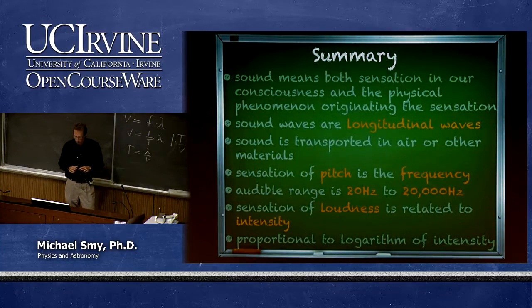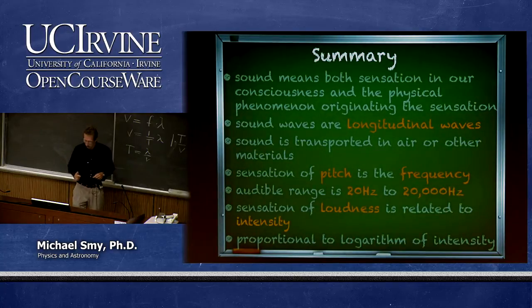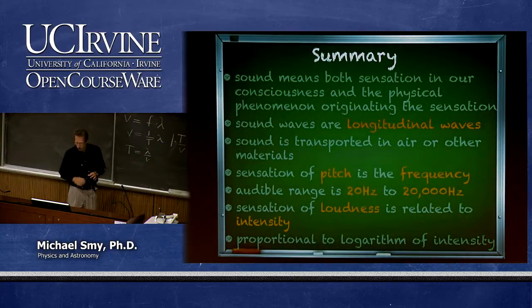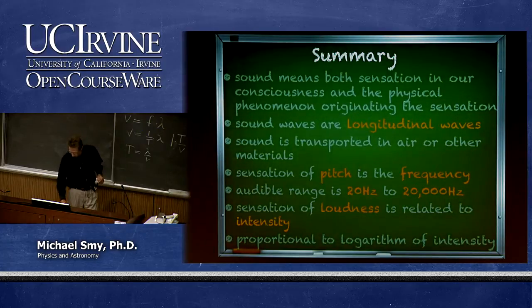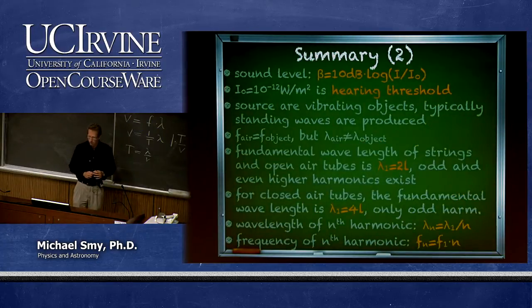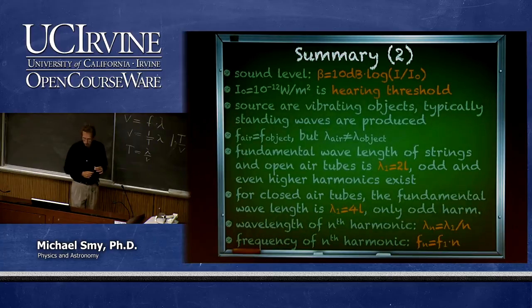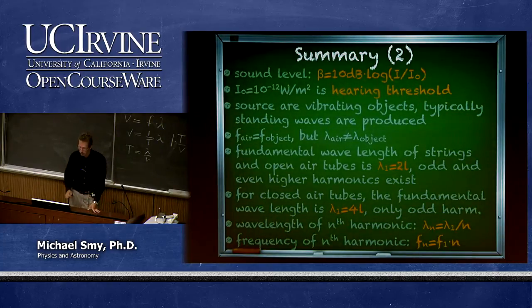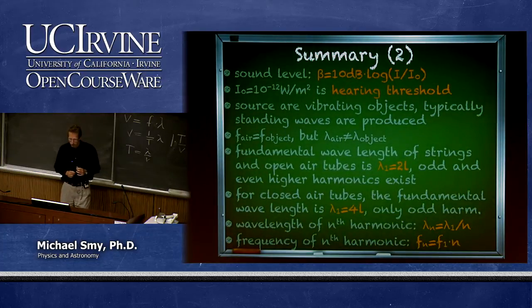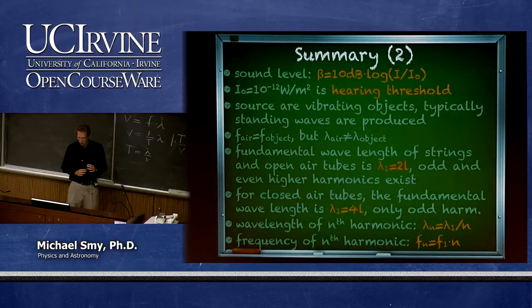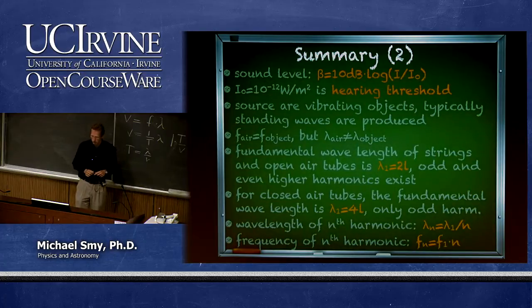The sensation of loudness is related to the intensity. And the way we perceive loudness is that it is proportional to the logarithm of the intensity. Or we can define a sound level as 10 decibels times the logarithm of the intensity I divided by the intensity I naught, where I naught is taken as the human hearing threshold, or 10 to the minus 12 watts per meter squared. The sources of sound are vibrating objects, and typically standing waves are produced in those vibrating objects.